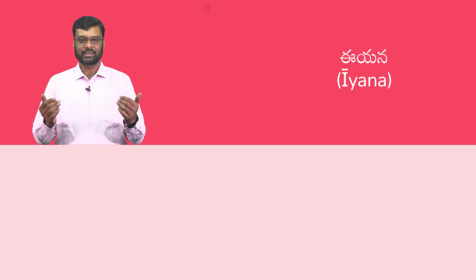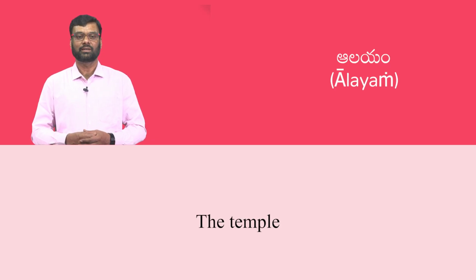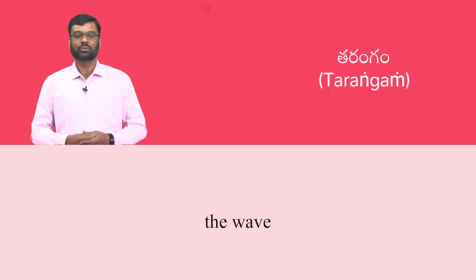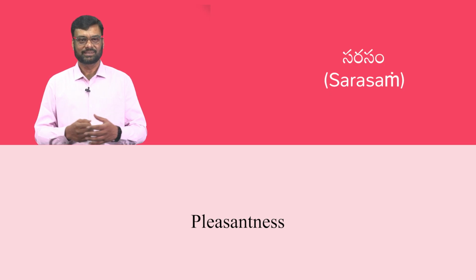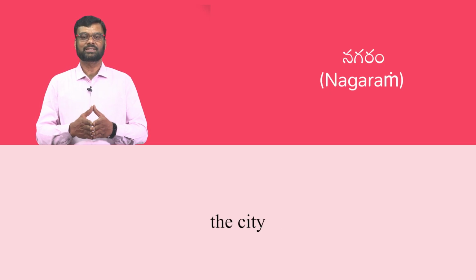Drawing upon the previously introduced vocabulary, I have formulated a set of trisyllabic lexical items for analysis. Let us now examine these examples. Ayana, which means he is. Iyana, which means he is. Alayam, the temple. Tarangam, the wave. Anantam, which means infinity. Nayanam, which means eye. Sarasam, pleasantness. Nagaram, which means the city.